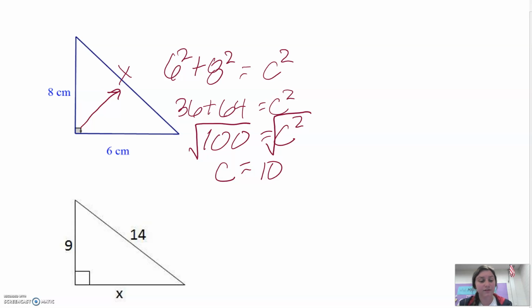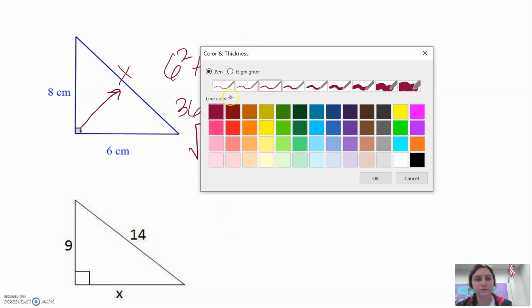Okay, so and then here we've got this problem, okay? We don't know one of the sides, but we do know what c is this time. So we're just going to do, what color do you guys want? You're not here to choose. Oh, let's do this dark blue.